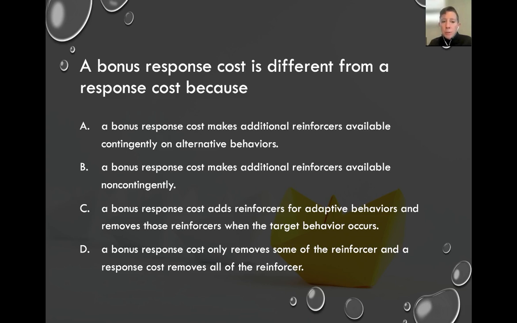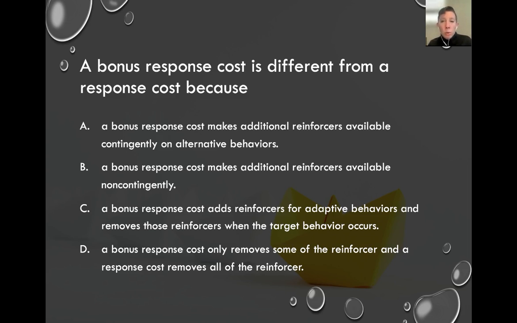And then C, a bonus response cost adds reinforcers for adaptive behaviors and removes them when the target behavior occurs. Again, not a bonus response cost. It adds it non contingently, so they don't have to do anything to get it. And then D, a bonus response cost only removes some of a reinforcer and a response cost removes all of it. That's not true. A bonus response cost or a response cost only removes some of the reinforcer, usually not all of it. So both of these would remove only pieces of that.